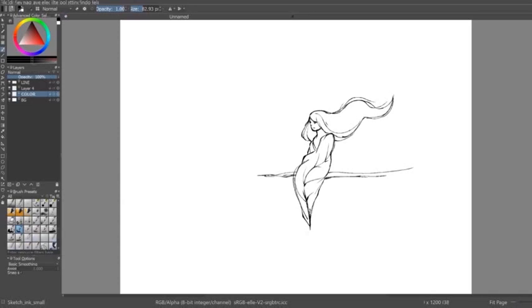So that was what I had to work with, and it was quite an interesting thing because I do love redheads. Anyway, so time for the questions. The first question was, how do you keep the colors from going over the lines?